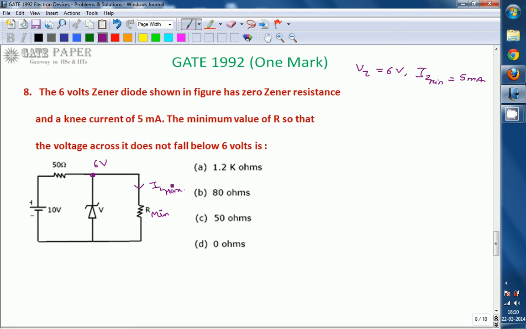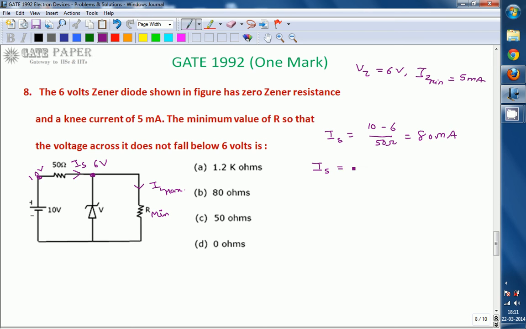This point is at 10 volts and this is at 6 volts. We know the resistance value, so we can calculate the current flowing through it. Say it as Is. Is is equal to 10 minus 6 divided by 50 ohms, which is 4 by 50, that is 80 milliamperes. So Is is 80 milliamperes, the sum of the currents flowing through the two branches.